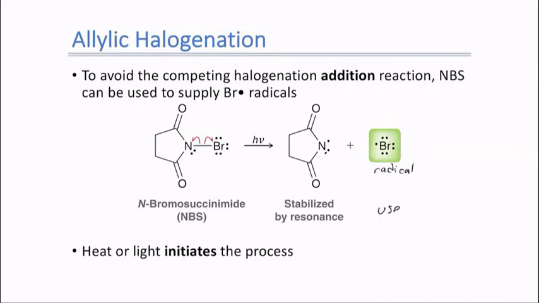So we can use NBS to avoid multiple halogenations. So let's practice this and see if we can predict the products from our halogenation. If we start with this halogen and I use NBS and light, this way I avoid multiple halogenations. What sort of products will I get?